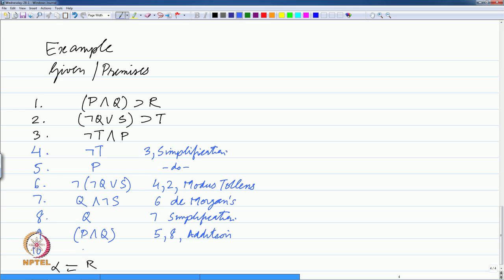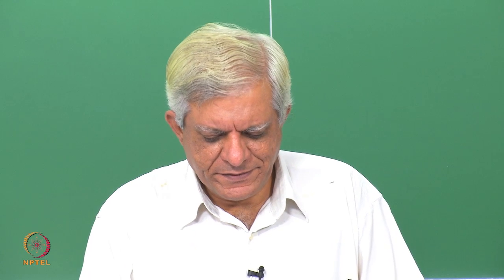And finally, I get R because I have 9 and 1 and our favorite rule which is modus ponens essentially. So, I have managed to add some formulas to the knowledge base. Not T, then P, then other formulas, and in the end I ended up adding a formula which is the formula that we were interested in, which is R essentially.